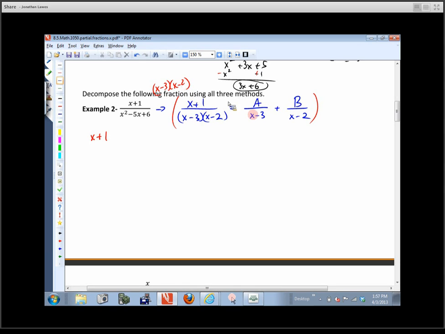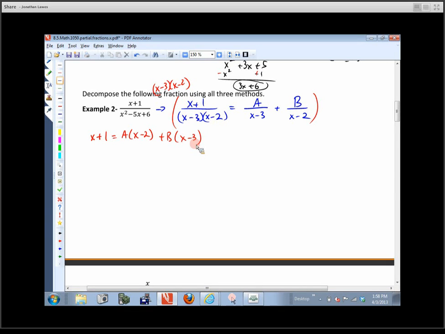What happens when I multiply the term with the A in it? It's the A, and we're left with an x minus 2. And the x minus 2 cancels here, so we're left with a B and an x minus 3. You with me there?